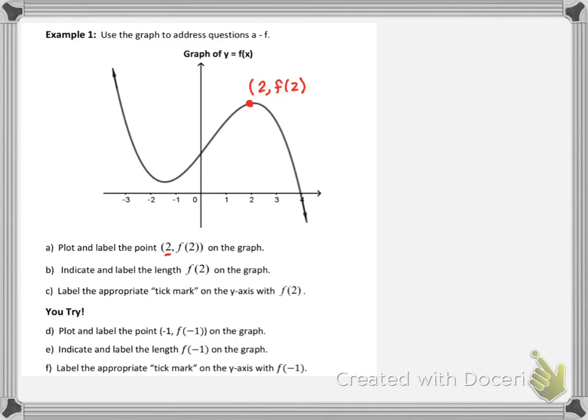Now we want to label the length f of 2 on the graph. So remember that f of 2 is just the height of that point. And so from here to here, that length is f of 2.